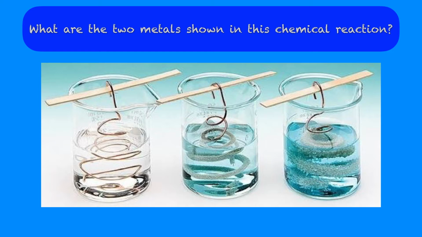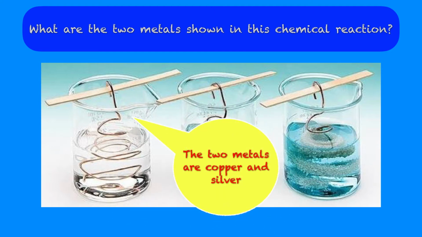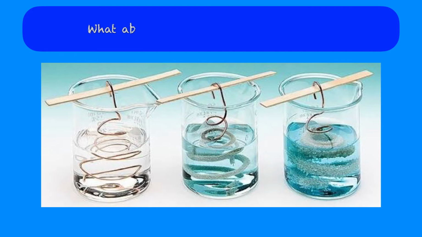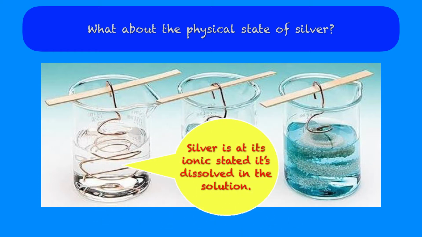Let's describe each of these two metals. What's the physical state of copper at the beginning of this reaction? Copper is solid. What about the physical state of silver? Silver is at an ionic state dissolved in the solution.